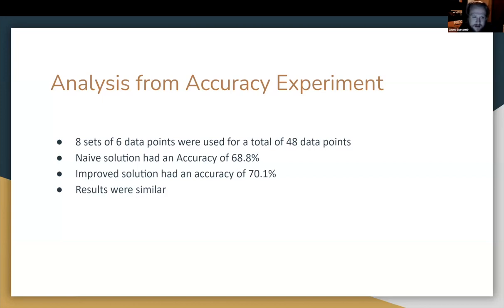The naive solution achieved an accuracy rate of 68.8%, providing a benchmark for comparison. Surprisingly, our improved solution surpassed expectations by yielding an accuracy rate of 70.1%. This demonstrates that our improved algorithm not only delivered the desired performance, but also exhibited notable accuracy, defying our initial concerns. And now I'll hand things off to Luis, who will be talking about the space complexity experiment.